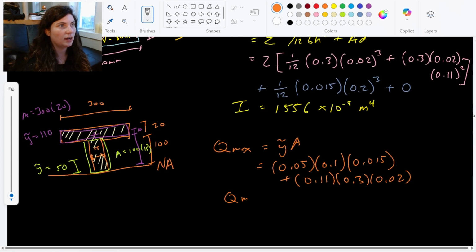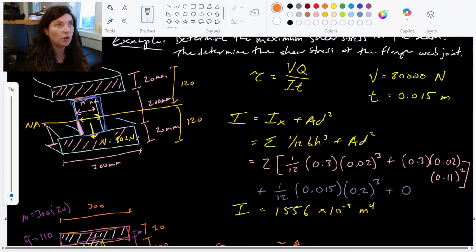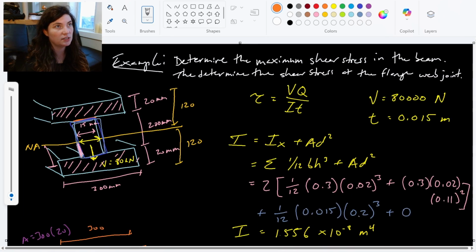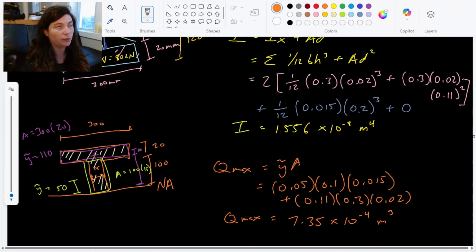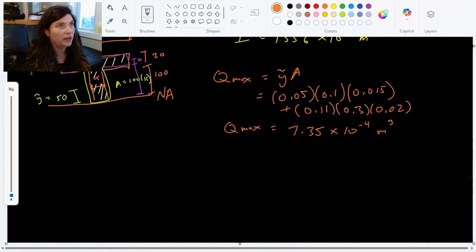So I punch that into the calculator and I get a Q max of, let's see, what did I get? Let's do this in scientific notation: 7.35 times 10 to the negative fourth meters cubed. So that's all I need now. Those were all of the things that I needed, the four terms that I needed to find this shear stress, VQ over It. So let's go ahead and plug those in. That's just our very last step.